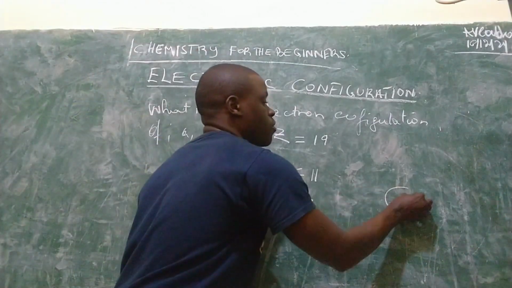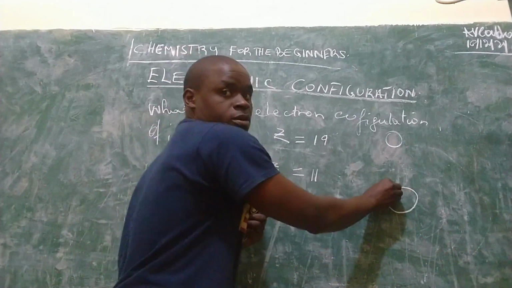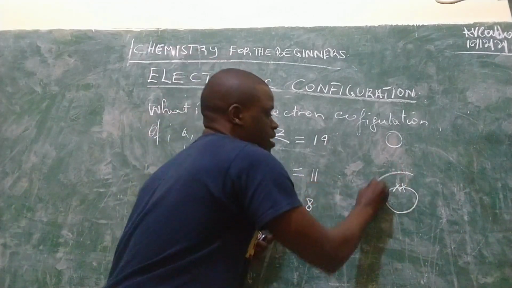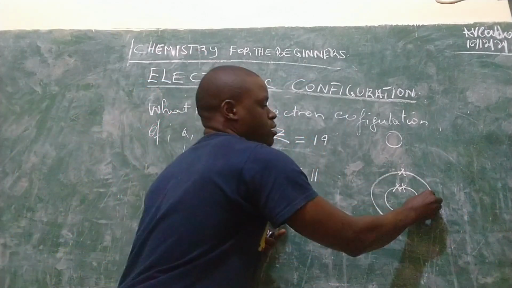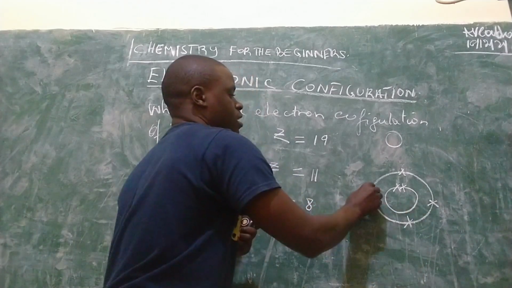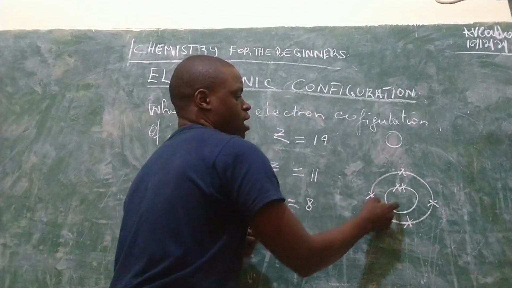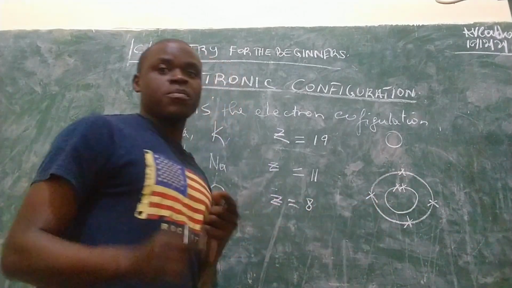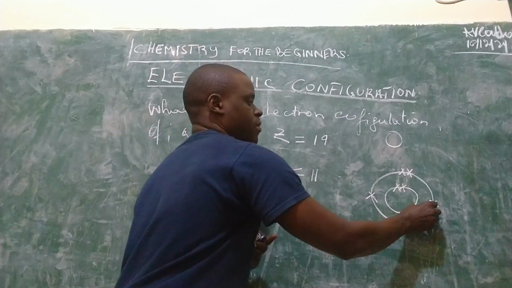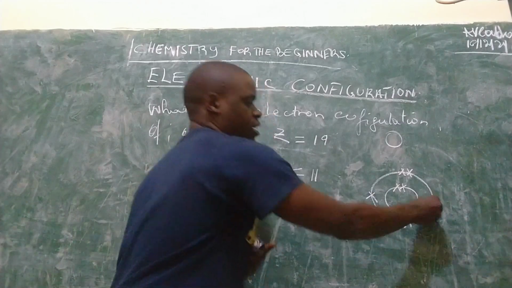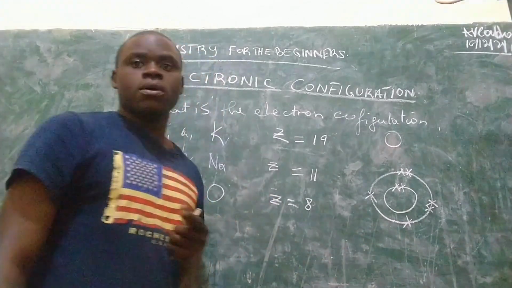So here we build for oxygen. The first shell will hold 2, and the second one will hold up to 8. These are 6: 1, 2, 3, 4, 5, 6. We are remaining with 2. Here we will make this 1, this 6, 7, and the 8. So which means here we have remained with 2 single electrons.